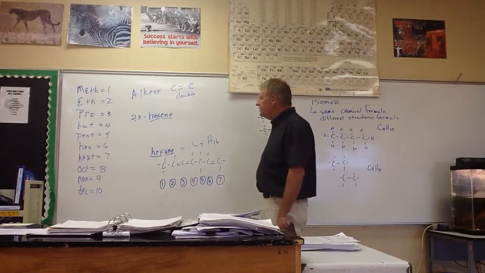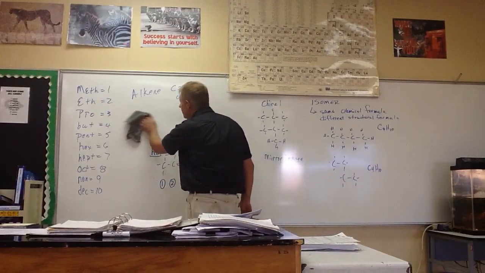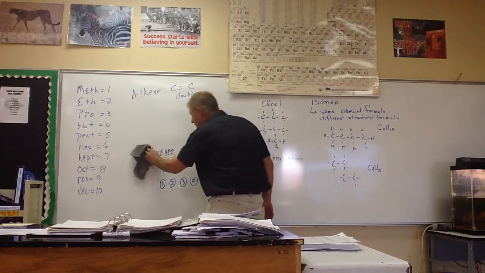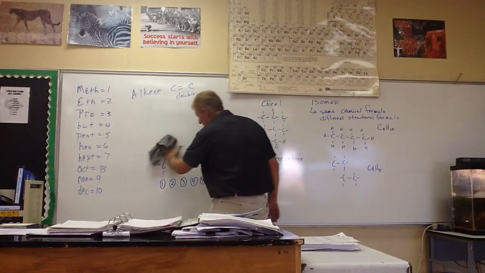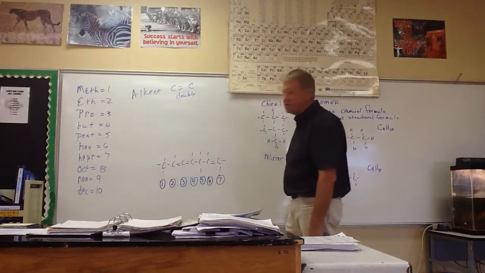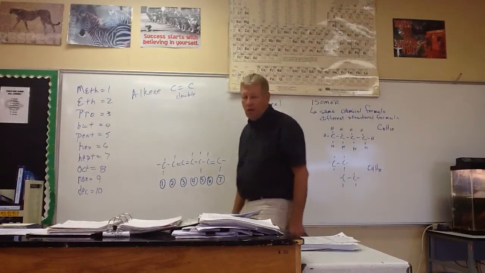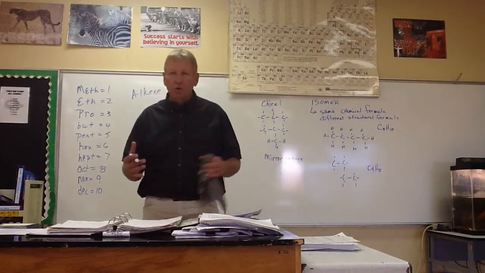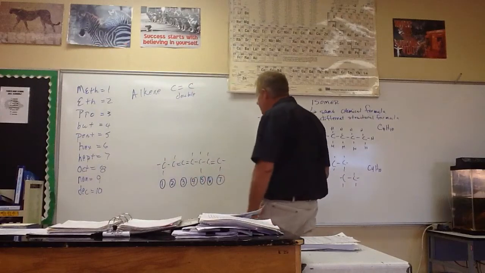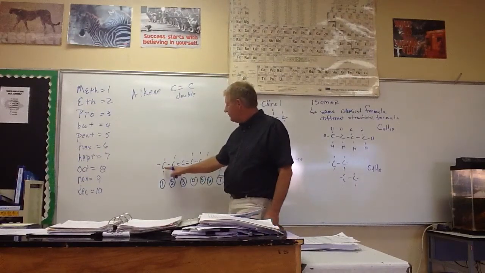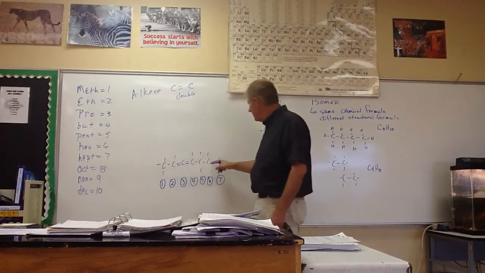Let's pretend like we don't even know all this stuff yet. And we're given this on our test, and we're told, okay, chemistry student, name this organic compound. The first thing you're going to do is count the carbons. 1, 2, 3, 4, 5, 6, 7.